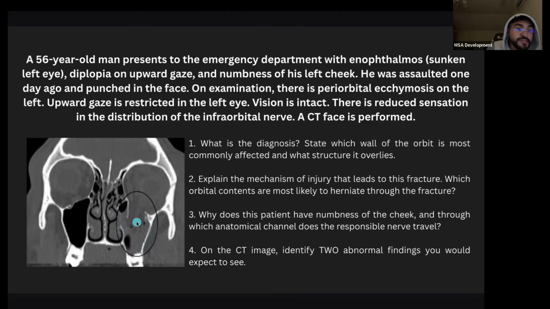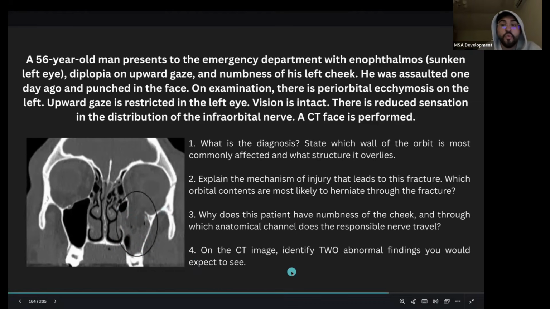Herniation of this inferior rectus is going to cause the restriction of the upward gaze and the diplopia that you see in the patient. Now, why does he not have numbness of the cheek? This is due to basically the fracture of the orbital floor. It will injure the nerves of the maxillary nerves, right? Which is going to cause numbness, all right?